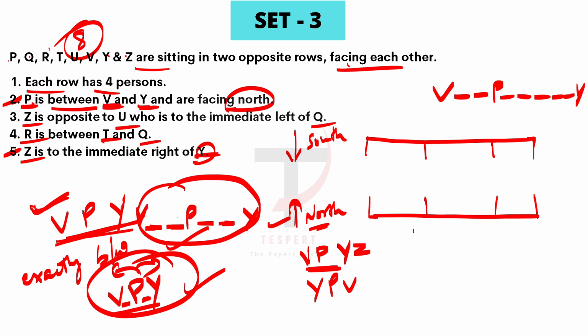Y comes here. Okay, so Z is to the immediate right of Y, which means it can be Y, Z, P, V. It can be Y, Z, P and V. We are not violating any statement. You can just cross check once. Z is to the immediate right of Y. So here Z is to the immediate right of Y, and P is between V and Y. So here also P is between V and Y. So no statement is being violated. Okay, so this case is also possible. The second case is also possible.